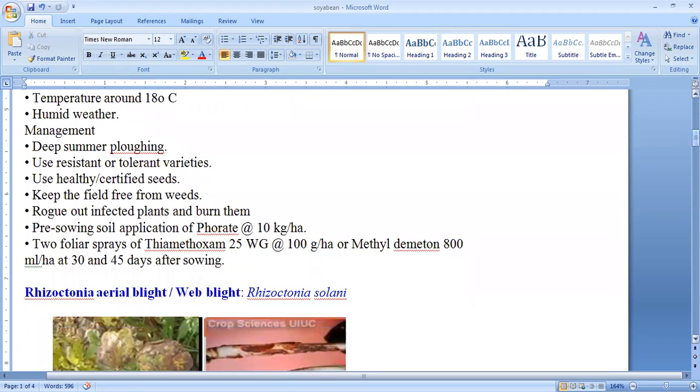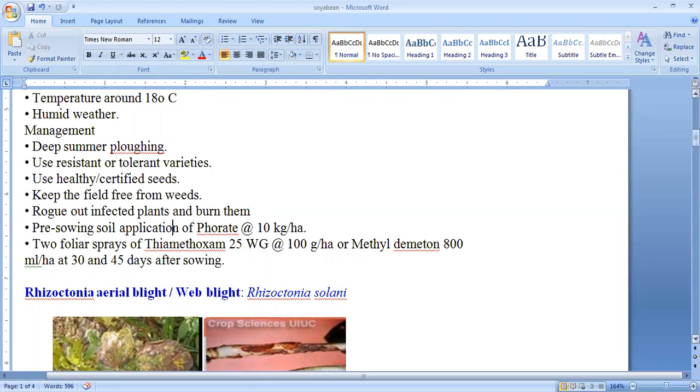For management, we have to follow general practices like summer plowing, resistant varieties, and healthy and certified seeds. The field should be free from weeds, and of course, we have to rogue out the infected plants and burn them. Pre-sowing soil application of phorate at 10 kilograms per hectare is also helpful.